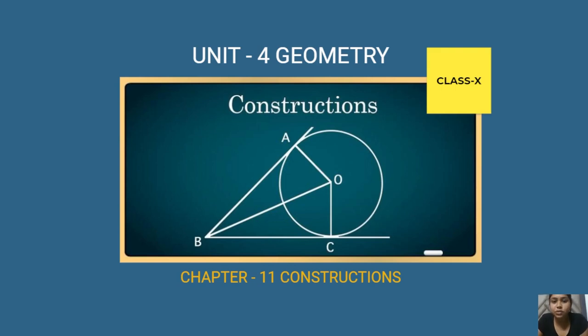So today we are going to start our chapter number 11, constructions, from unit number 4, geometry. In ninth class also you have studied a little bit about constructions, like how to draw the perpendicular bisector and how to draw certain angles. This is also a very short chapter. In this chapter you are going to study how to divide a line segment in a particular ratio, how to draw the tangents, and how to draw a similar triangle. That's all.